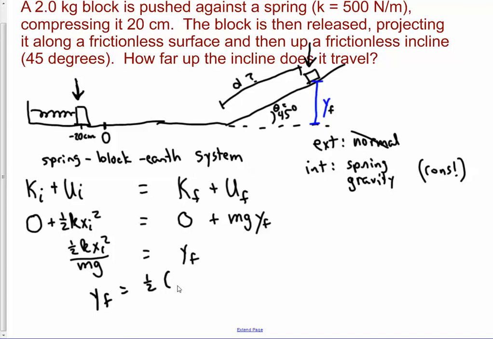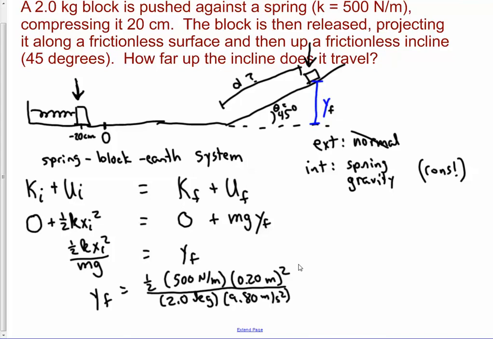All right, so yf is, and I just put in my numbers. I've got 1/2, a spring constant of 500 newtons per meter, 20 centimeters is my initial x, and I need that in meters, 2 kilograms for my mass, and as always, 9.80 meters per second squared for acceleration due to gravity, giving me 0.51 meters. Yeah, so easy.